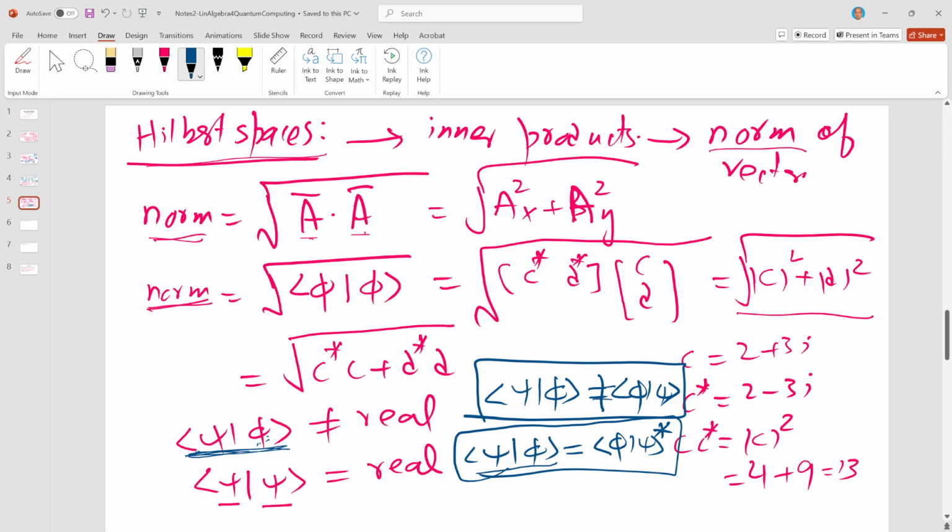All right, so this is how we define a Hilbert space, which is just a vector space with an additional structure of inner product defined, so that the inner product can give us a way to compute the norm of the vector.